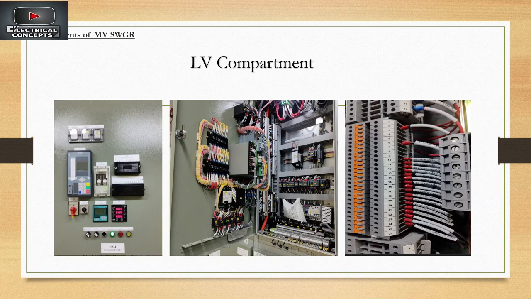The picture at left is the front view of an LV compartment, and the picture in the middle is the open door of the same compartment, showing the back side of the main components. Here you can see how the wires are connected with the relays, selector switches, and LEDs. This is the digital function meter, this is the main relay, and there are some auxiliary relays and lockout relays.